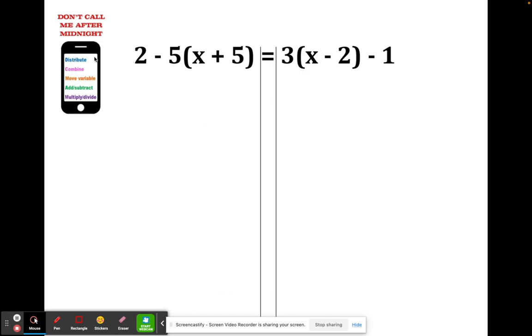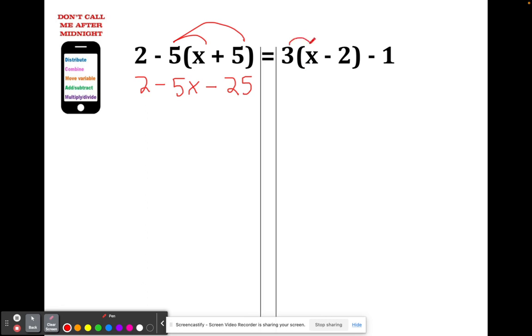So, our first step is distribute. I do need to distribute in this case. I'm distributing that negative 5 to both my x and my 5. I have 2 minus negative 5 times x is negative 5x. Negative 5 times 5 is negative 25. I also need to distribute on the other side. 3 times x, 3x. 3 times negative 2, negative 6. And then I have minus 1.